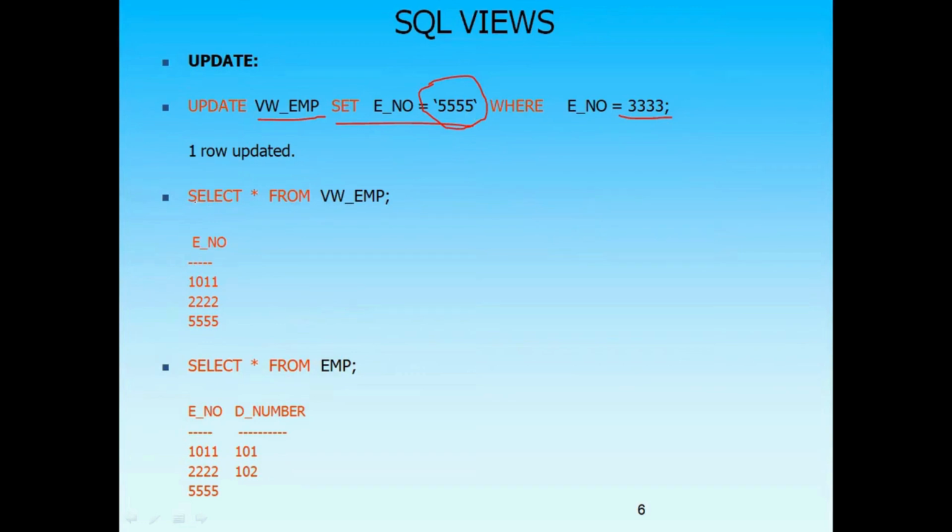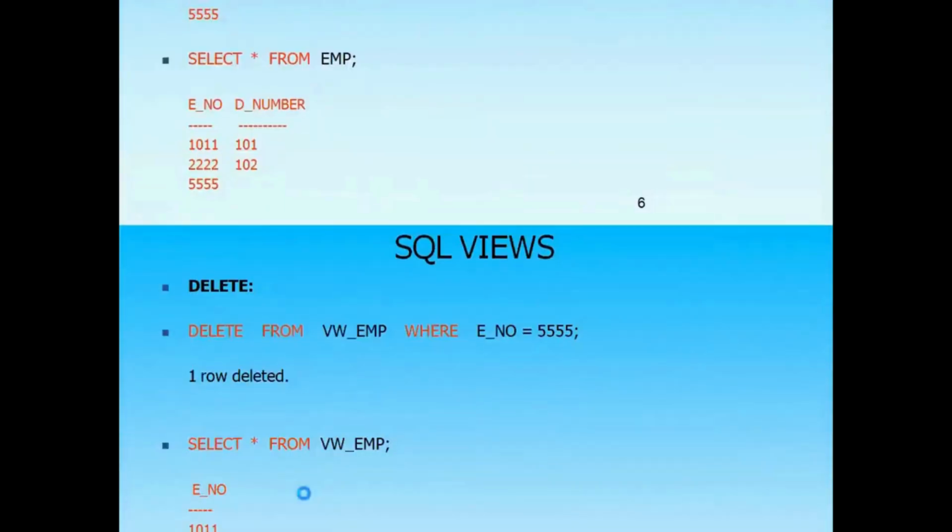If you see the records in the view, select star from view employee, this 333 is updated to the 555 value, because this is the result of the update operation. And if you observe, the same change is also made in the base table, 555. I hope you are clear with this. Whenever you perform an update operation, the same changes will be reflected in the base table also.